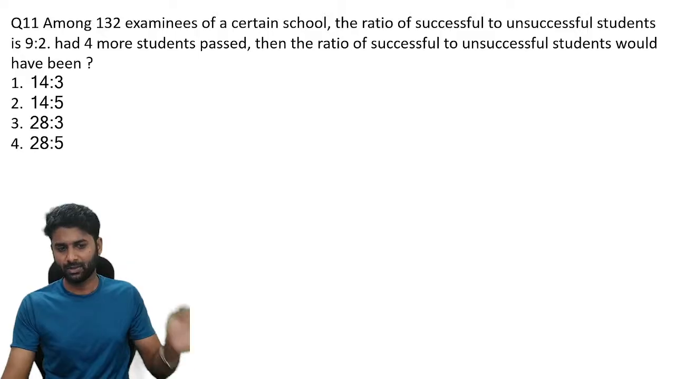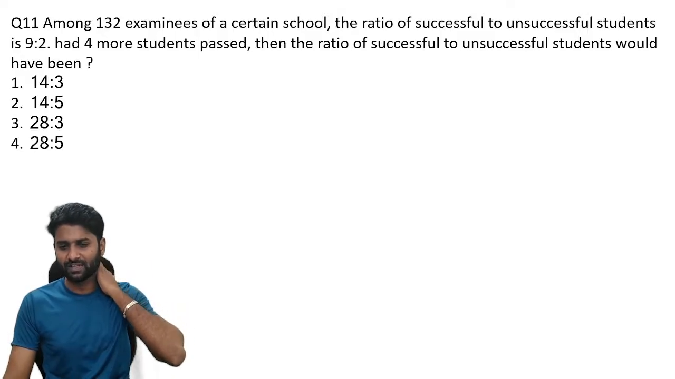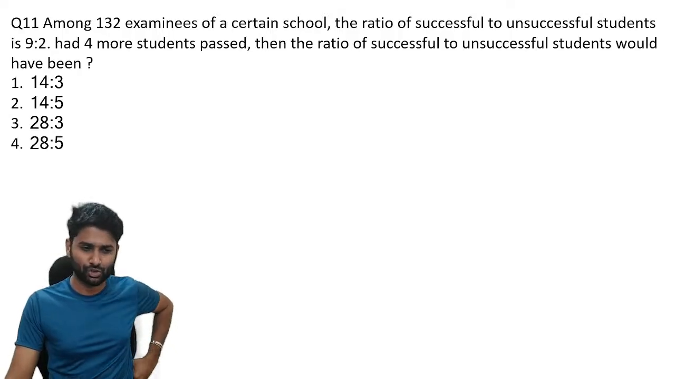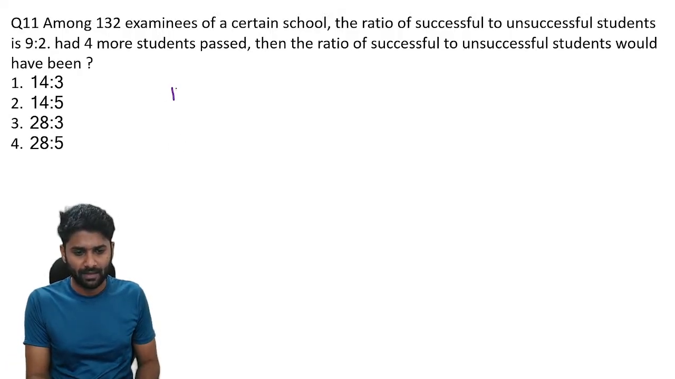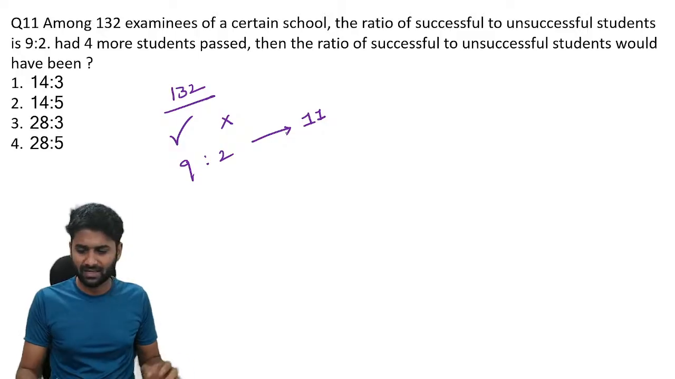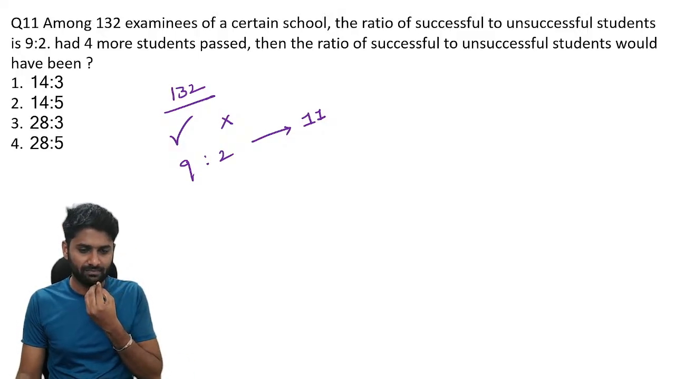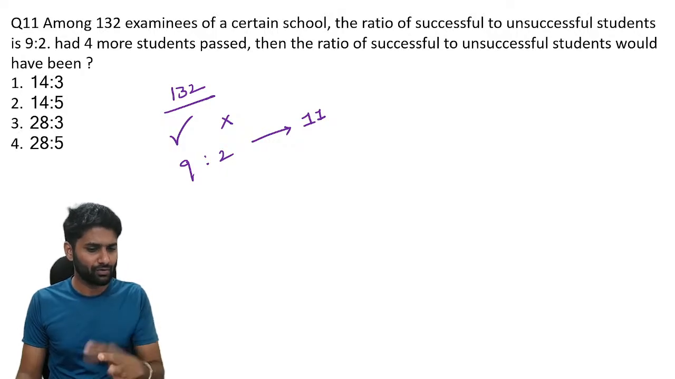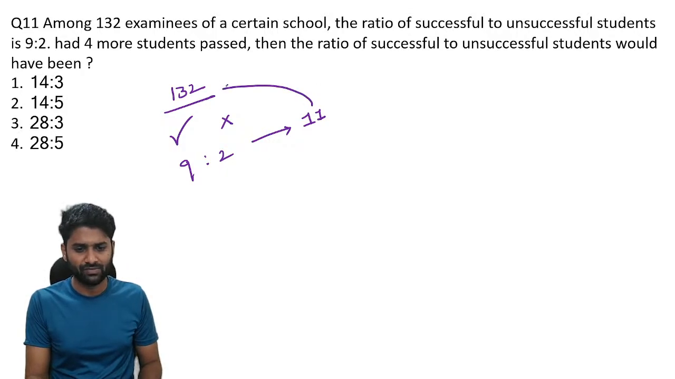Among 132 examinees of a certain school, the ratio of successful to unsuccessful is 9 is to 2. Now see, the initial strength is 132. If my strength is 11 students, that is 9 plus 2: 9 are successful and 2 are unsuccessful. But the original value is 132, so you have to multiply by 12. So 9 into 12 gives 108 people successful and 24 unsuccessful.